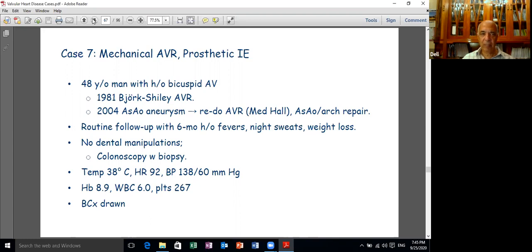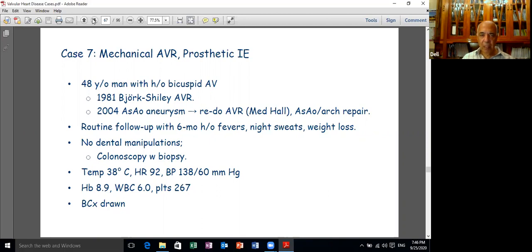or 5 minor criteria. Now, having said that, we move into case number 7, a 48-year-old man with bicuspid aortic valve. In 81, he had a second generation tilting disc valve, Yorkshire, not widely used nowadays. He remained in a good condition for 20-something years, and then in 2004, he had an ascending aortic aneurysm secondary to his bicuspid aortic valve. He had to redo the operation, changed the aortic valve Yorkshire by a Medtronic Hall, as well as replacing his ascending aorta and the arch.